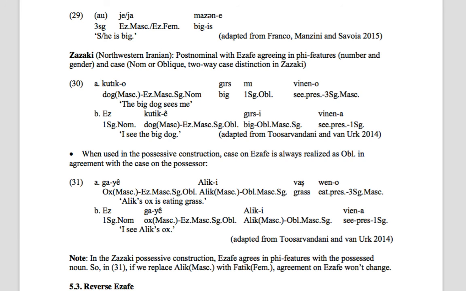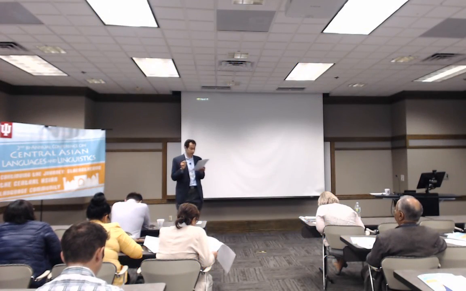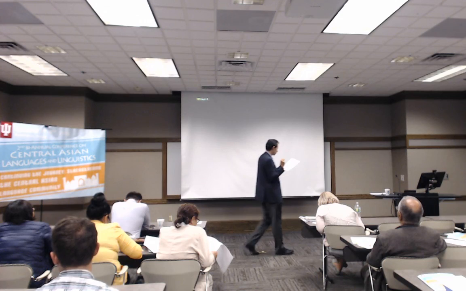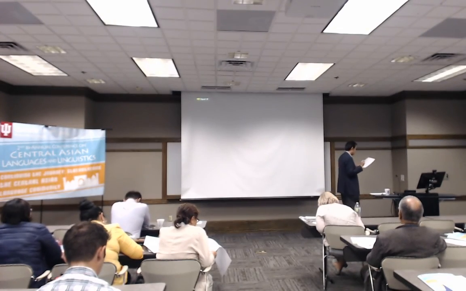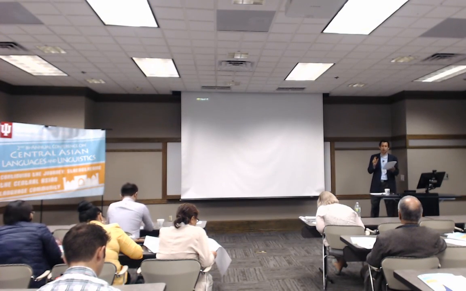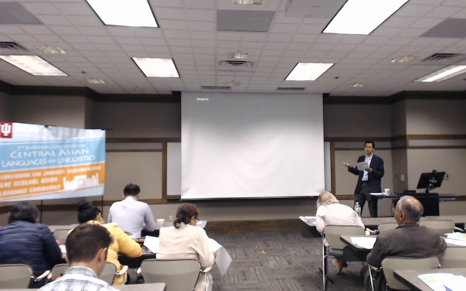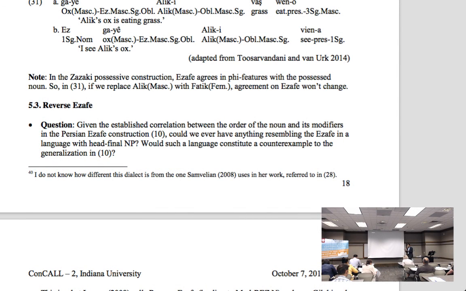And then Sarvandi and Van Eyck come up with a story that involves upward agreement and downward agreement. I think it's too complicated. I haven't worked out the details, but I think the system I've shown here probably can take care of the agreement you see here. Crucially, though, it doesn't matter who the possessor is. If the possessor is feminine, if you take alik and replace it with fatik, which is feminine, the Ezafe still agrees with the head noun. So the phi agreement is with the head noun. The case agreement is with the possessor. I mean, you could call it concord actually, depending on what view you have of concord.